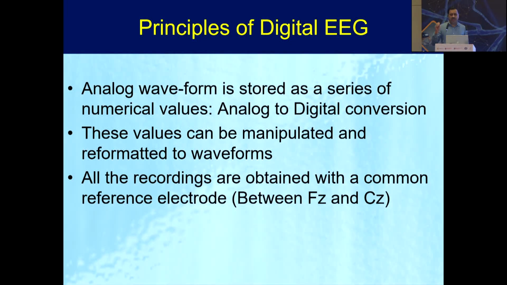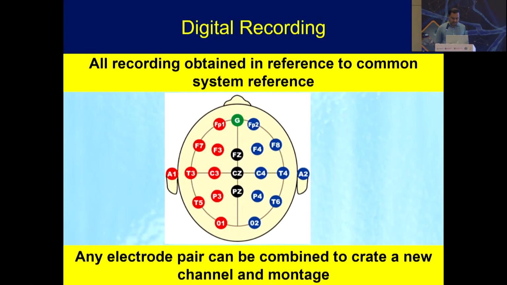This is possible because of how the recordings are obtained, and this is one of the important features of digital EEG. As I told you, we have to obtain the recording in reference to another electrode, so there have to be two inputs for any channel in the EEG amplifier. So the recordings are obtained to a common reference electrode, which is placed between the ground and Fz. This is known as the system reference electrode. Whenever we initiate a recording, all the other electrodes are referenced to this reference, and subsequently we can subtract them from each other and reformat the montage.